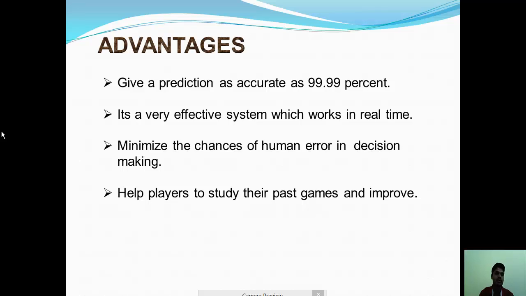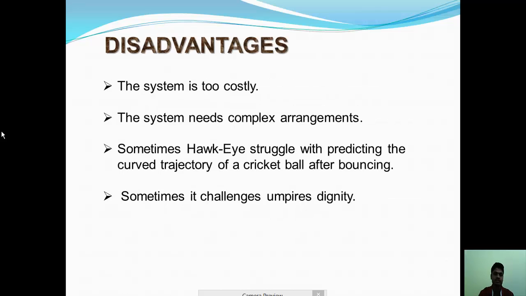As I said before, a single wrong decision by umpires can turn a team's victory into a loss and hurt millions of fans, and it also matters to a nation's pride. So it overcomes such problems and helps the umpires give the correct decision. It also helps players study their past games and improve their future games.